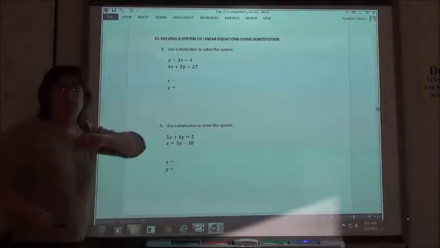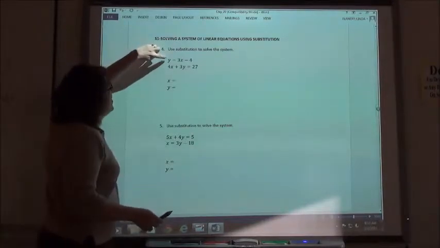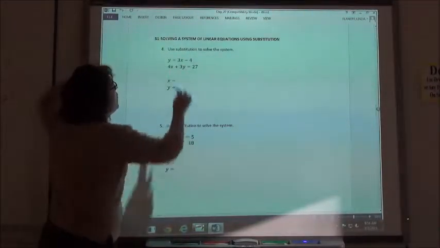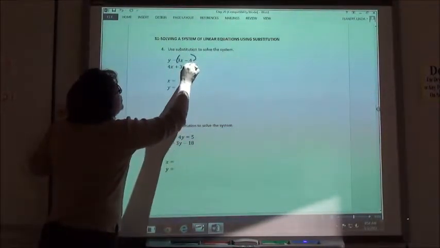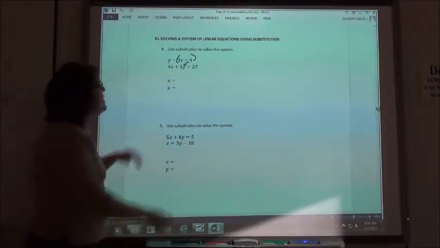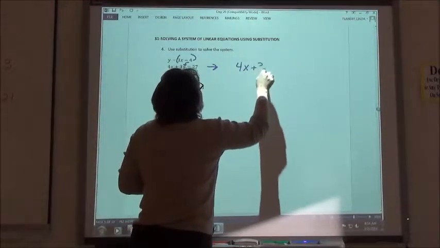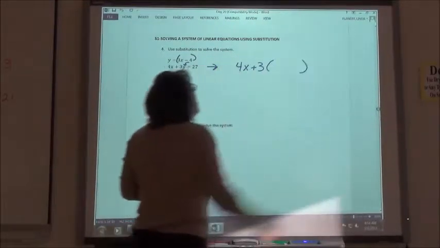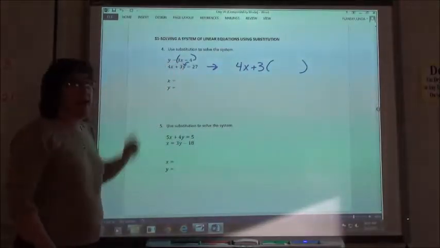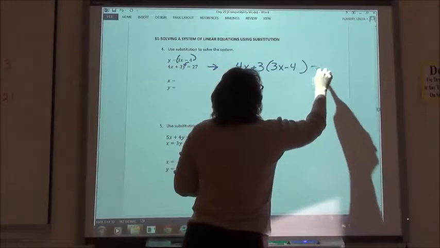If one of the equations is already solved for x or y, or is easily solved for x or y, then substitution is a good method to use. If y is equal to 3x minus 4, we're going to substitute that into the second equation in place of the y. So rewriting the second equation, we're going to have 4x plus 3, and in place of the y, we're going to put the 3x minus 4. That's going to equal 27.